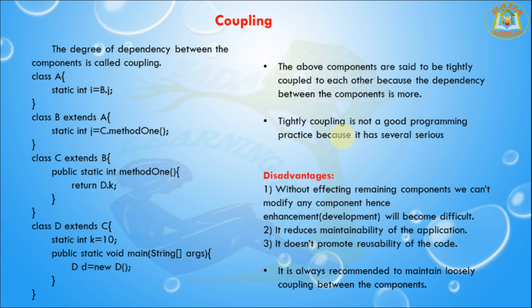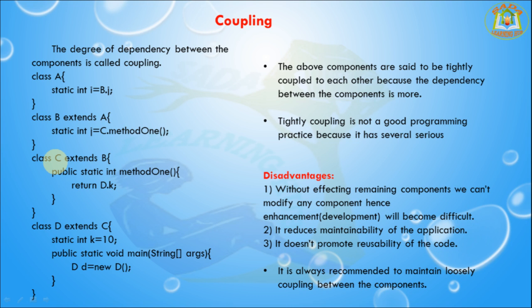Here, this is the class A. In this class A, I am declaring one variable called int i, which is assigned B.j. Class B extends A. B contains a static variable j, whose value is assigned by calling C.method1.